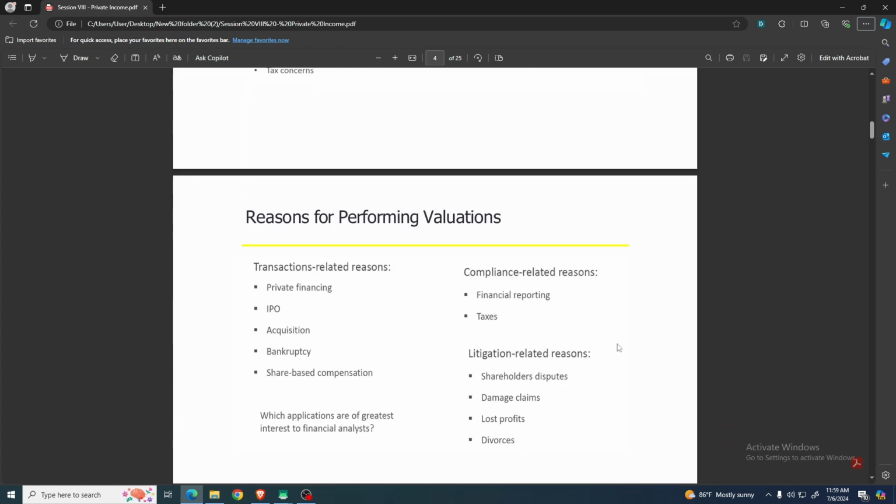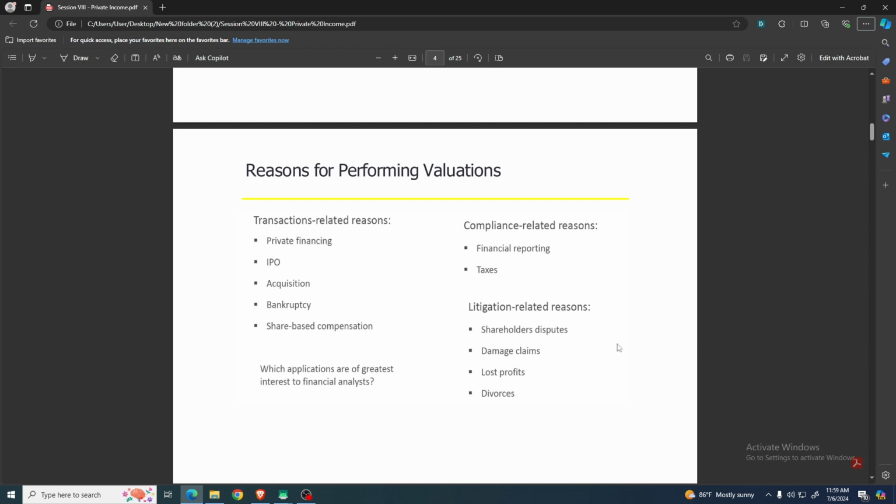All right, so now we are going to dive into reasons for performing valuations, particularly with regard to private entities. Understanding the reasons behind performing valuations in private entities is crucial as it guides the approach and methodologies which will be used in the overall valuation approach. They are conducted for various purposes, which is again highlighted in public company valuations as well. They are here categorized into three main areas: transaction related, compliance related, and litigation related.